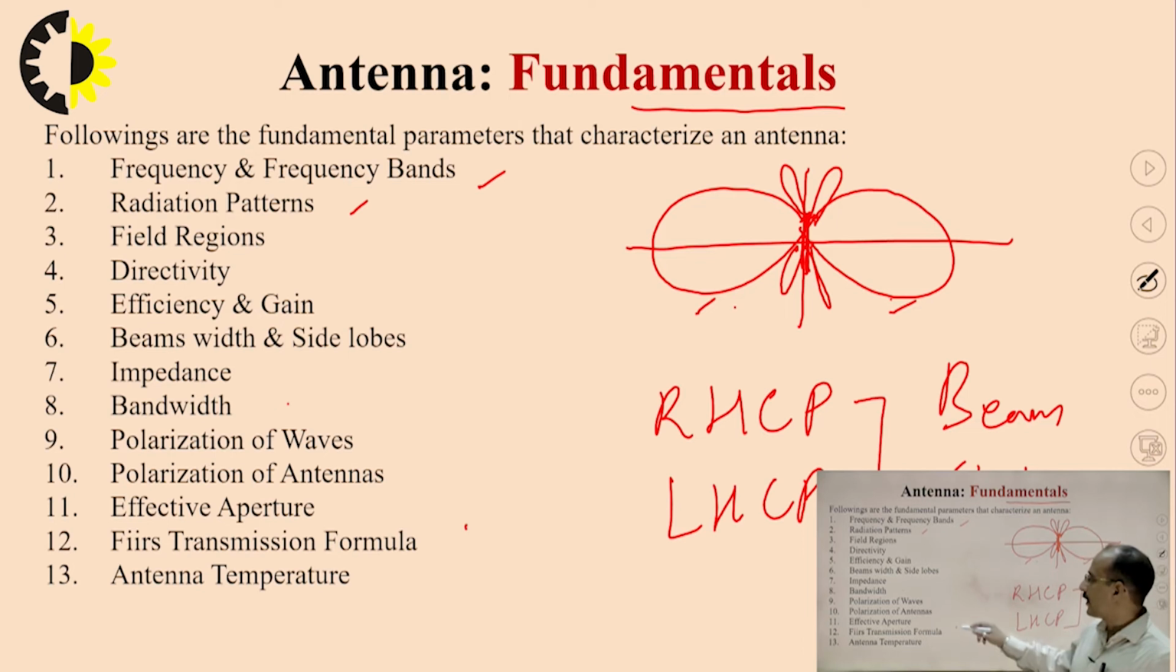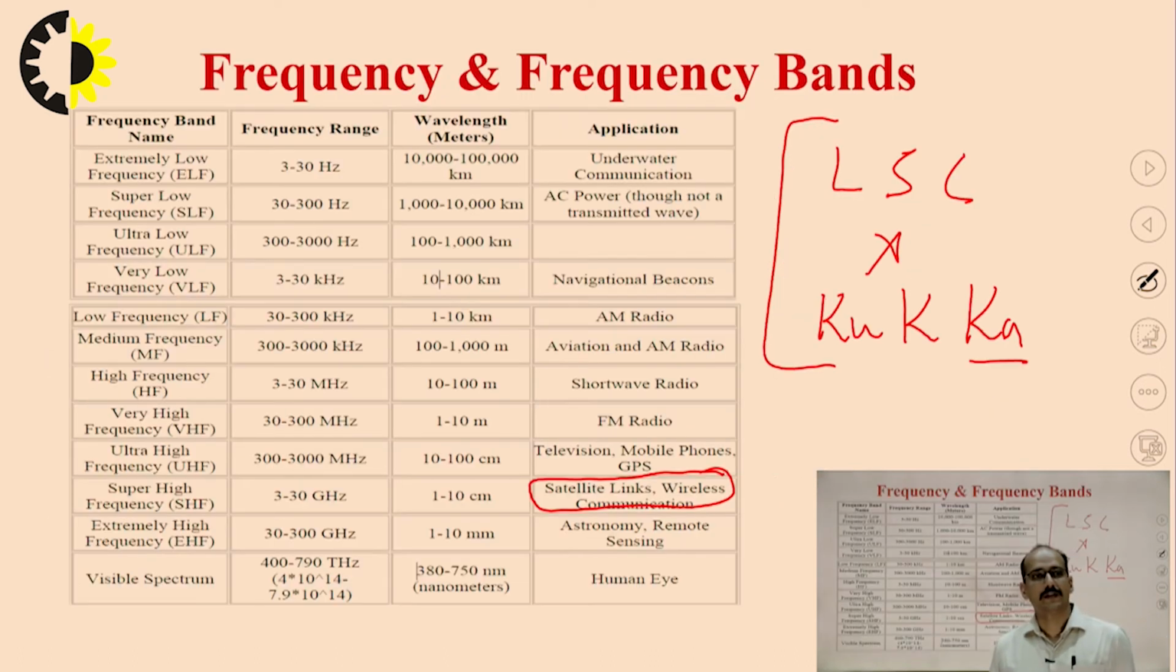Similarly, other points are effective aperture, antenna temperature and so on. So these all are the fundamental parameters which are required for the selection of the antenna for a satellite.